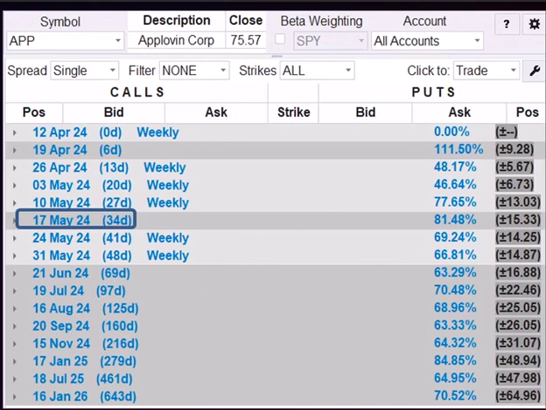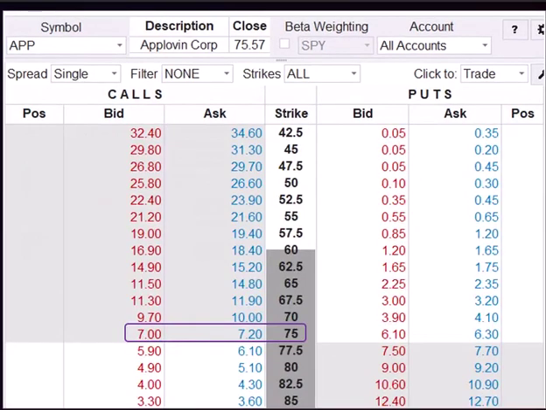Since the trend is up, we want to buy a call. APP has plenty of option chains to choose from. We're going to use the May 17 option chain. Right now, the May 17 options have 34 days to expiration. Here's a good chunk of the APP option chain for May 17.